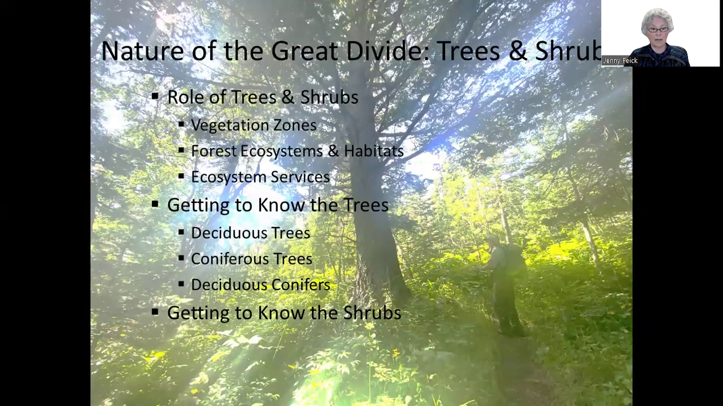Okay, as I mentioned earlier, I'm going to be talking about trees and shrubs. So I'll start off with the role of trees and shrubs in contributing to vegetation zones, forest ecosystems, and forested habitats, as well as some of their benefits or ecosystem services. And then we'll get to know the trees, the deciduous trees, the coniferous trees, and the deciduous conifers. And we'll also get to know some of the shrubs.